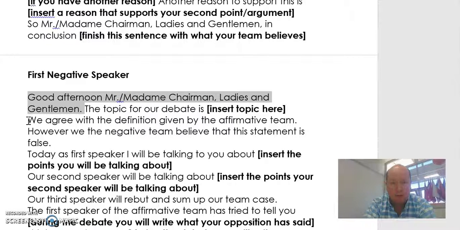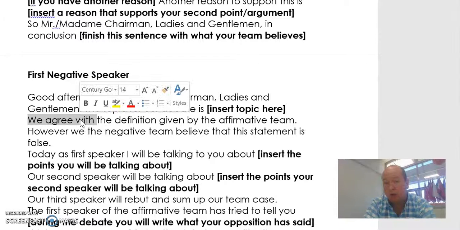And then we go down, in this case you can say we agree with the definition of the affirmative team, or you might not, you might have a different definition. You'll have to wait until the day, because you don't know what the other team's definition is going to be until you get there. So you need to have your definition prepared, and if you're happy that what the affirmative team says is the same as or similar to what you're saying, then you can agree with them. But if you've got a different spin on it altogether, then it's important that you give your definition.